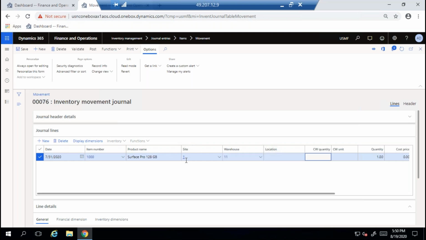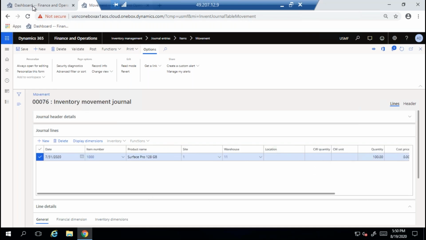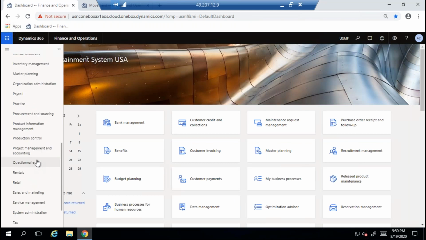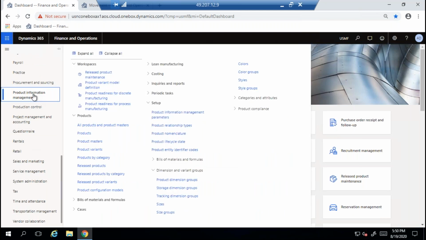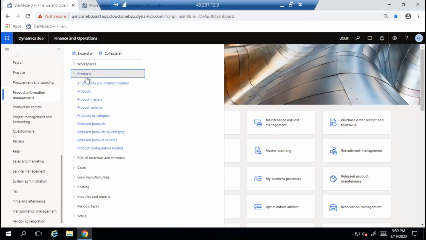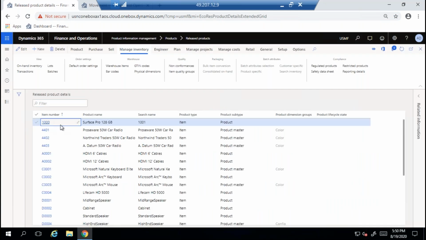Okay, site and warehouse, and opening stock, how many quantity? It is 100 quantity, suppose. What is the price you need to enter? So here, this is the cost price. So this cost price, from where it will come? For that, product information management. So product information management module, collapse all, products, released products. So item 1000.